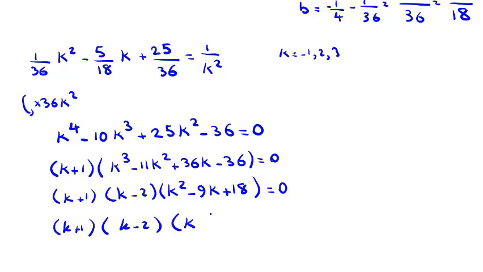You factor out k minus 3 because 3 is a root. It will be k minus 3 times k minus 6 equals 0. So the other answer is k equals 6.